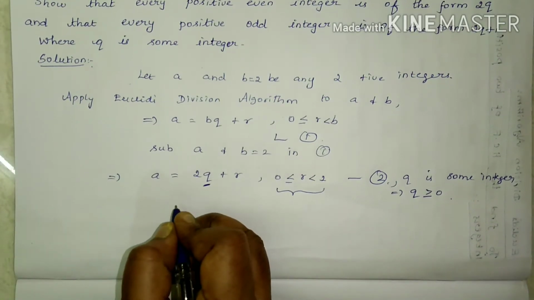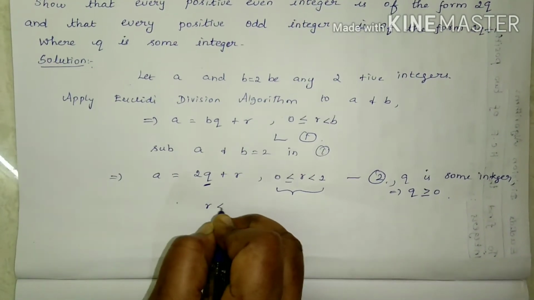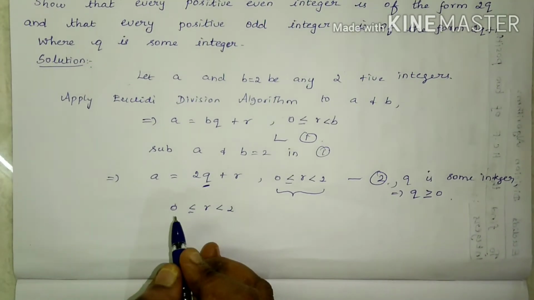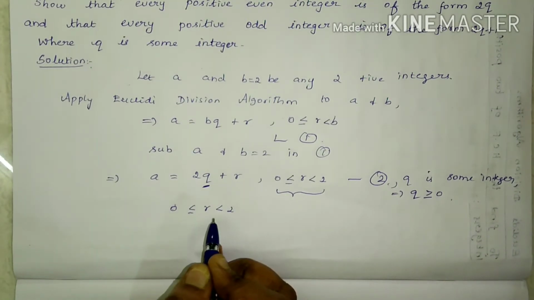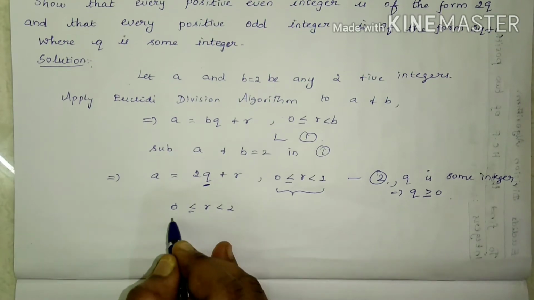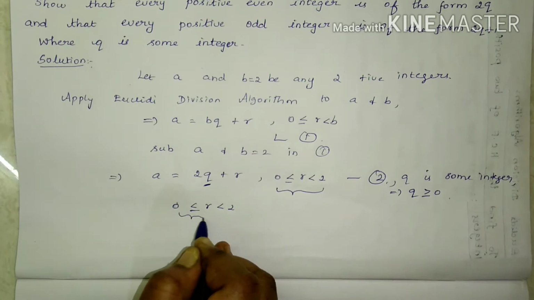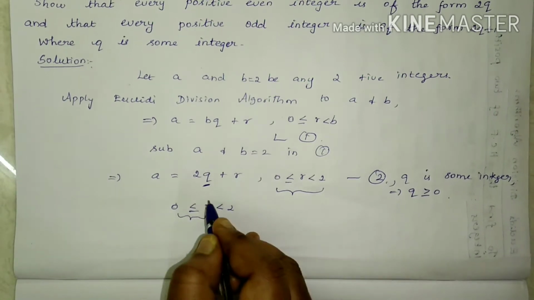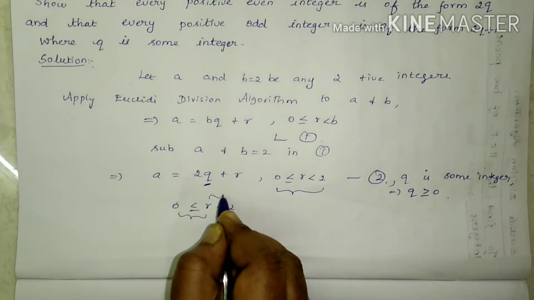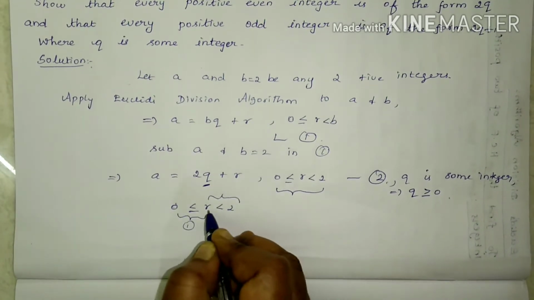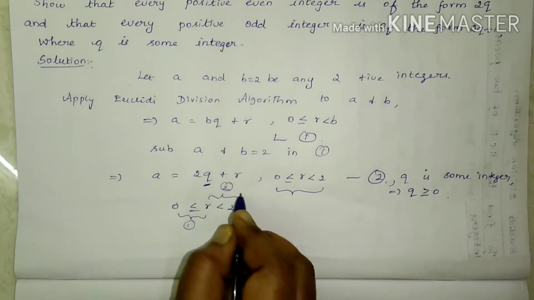Now we consider this inequality, that is, r should be less than 2 and greater than or equal to 0. We are going to split this inequality into two parts. The first part is r should be greater than or equal to 0, and the second part is r should be less than 2.